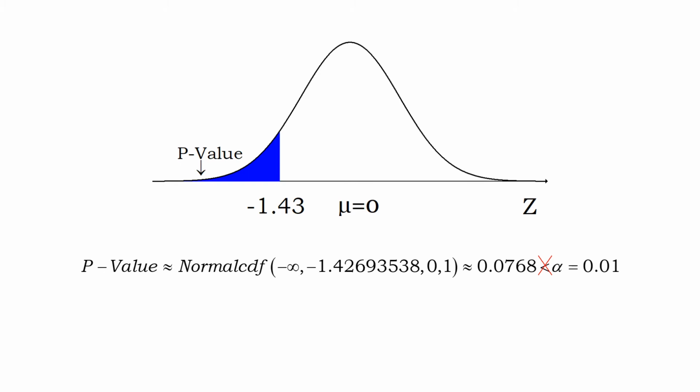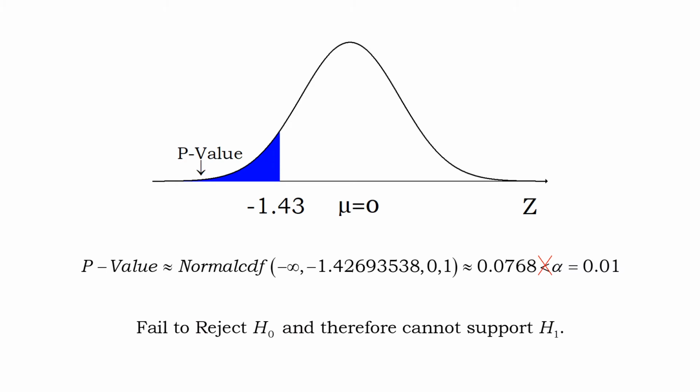When I compare that to alpha, my p-value is not less than alpha. Remember, that's our test. Is the p-value less than alpha? Yes or no? In this case, no. 0.0768 is not less than 0.01. Because my p-value failed to be lower than alpha, I failed to reject the null hypothesis. Because the null hypothesis is still a possibility, I cannot endorse or support the alternative.